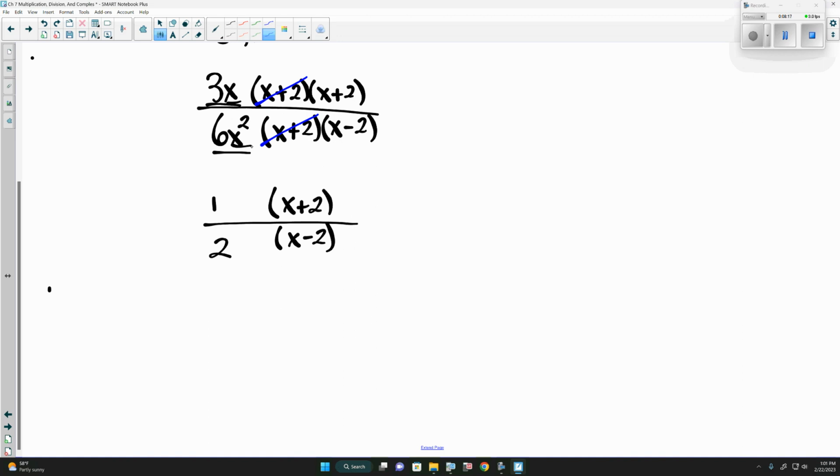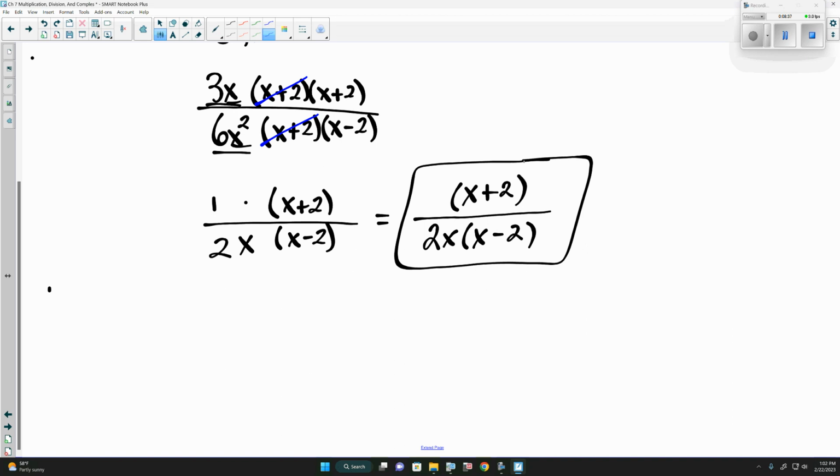Is it bigger on top or bottom? So we get this here. So we have 1 times x plus 2 over 2x times x minus 2. Now we could rewrite this and make it look a little bit nicer as x plus 2 over 2x times x minus 2, but either one of these is correct. Either one of these two is the correct answer.